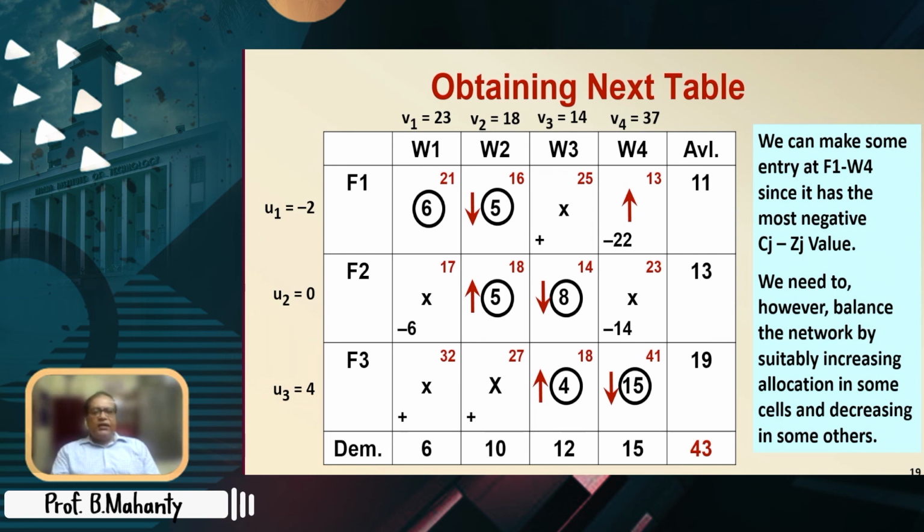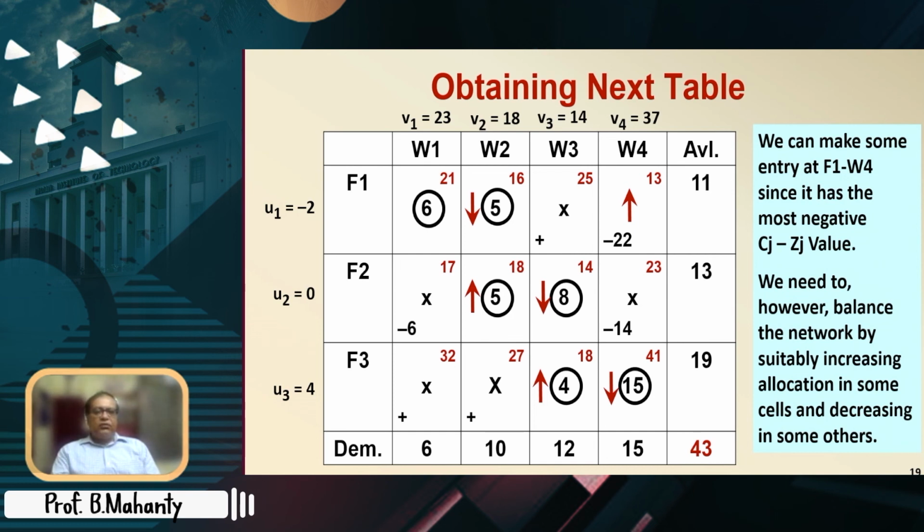Go to column-wise. Column-wise, we see that if we make some entry here, something goes down. So this 15 has to go down because there is nothing else to go down. And if this goes down, this goes up, this goes up, this goes down, this goes down, this goes up, this goes up, this goes down. So now closure is obtained.